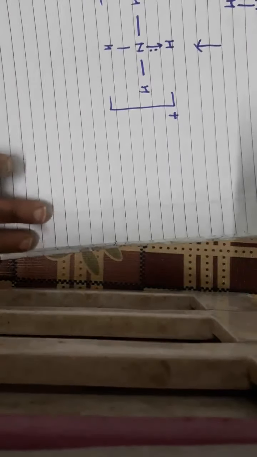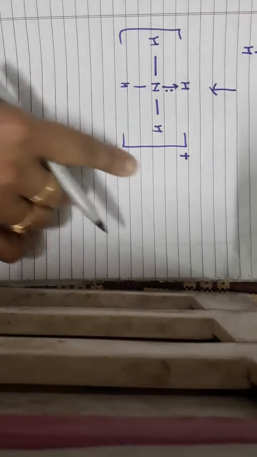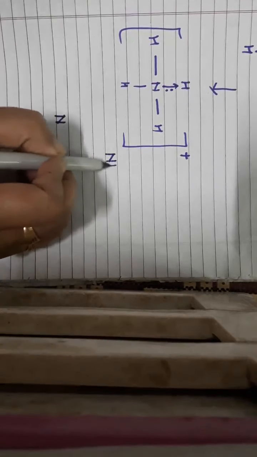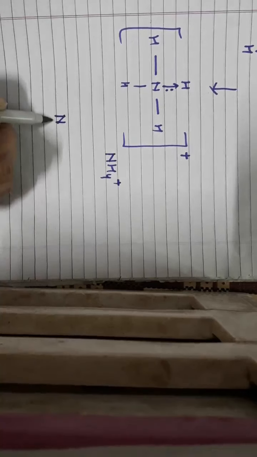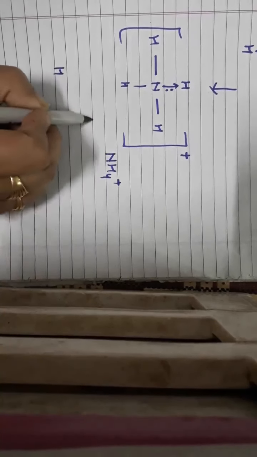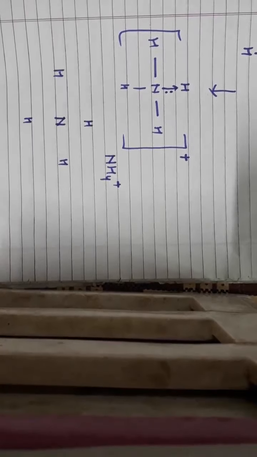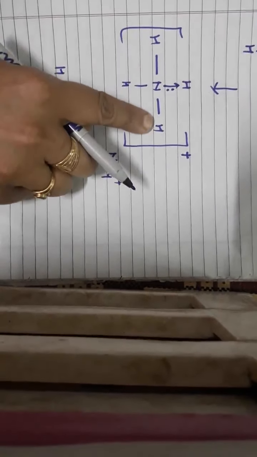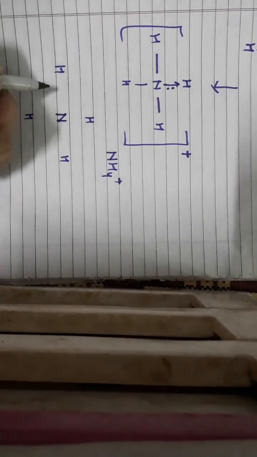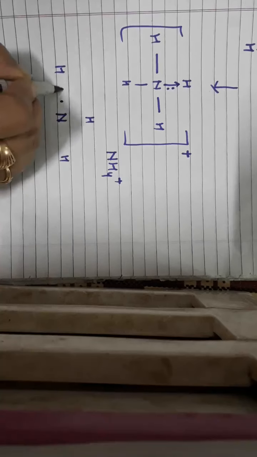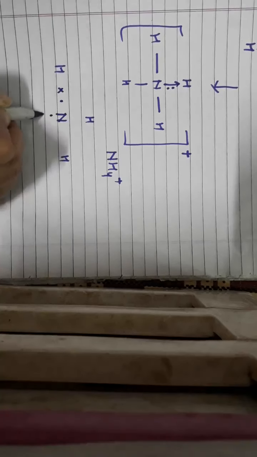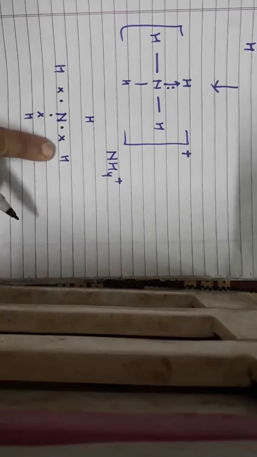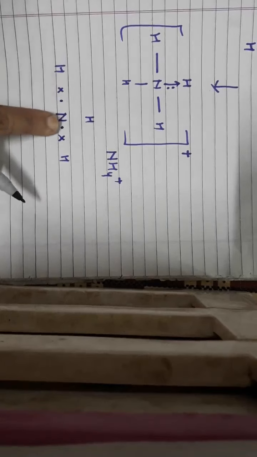Now let's draw the electron dot structure of ammonium. With this structural formula we can show the electron dot structure. According to NH4 plus, one nitrogen is in the middle and it is surrounded by 4 hydrogens at 4 corners. Out of these 4 hydrogens, 3 are covalently bonded with nitrogen. So we can show 3 covalent bonds showing mutual sharing. Mutual sharing means one electron is of nitrogen, the other is of hydrogen. So these 3 are single covalent bonds showing the mutual sharing of electrons between nitrogen and hydrogen.